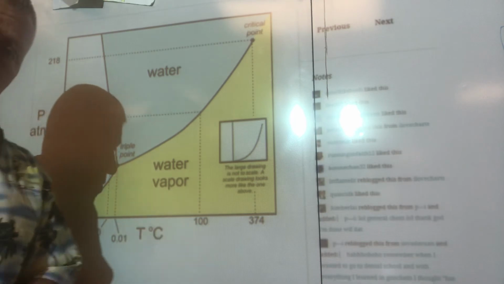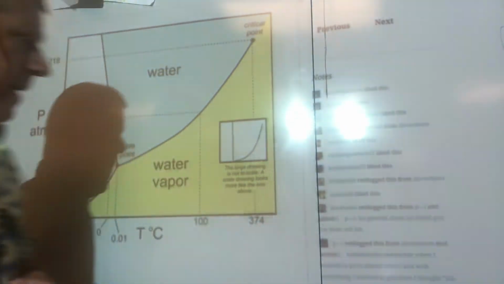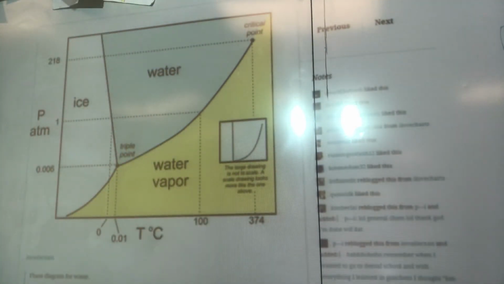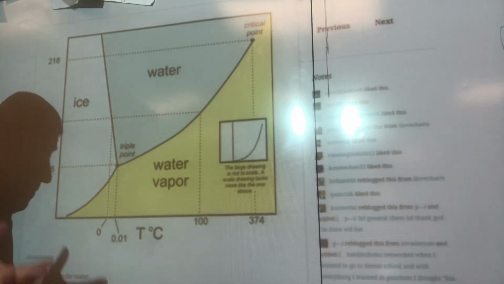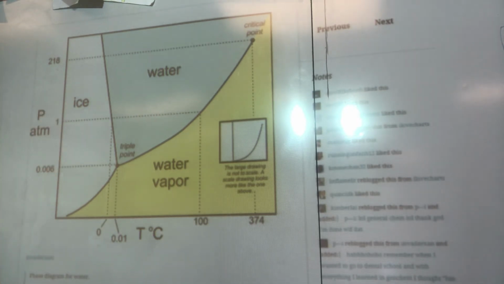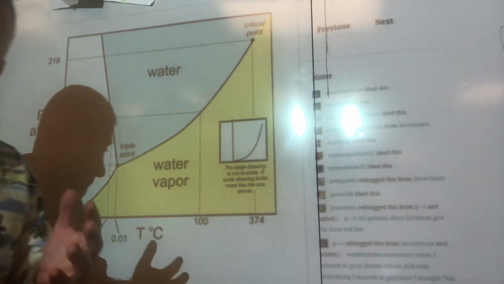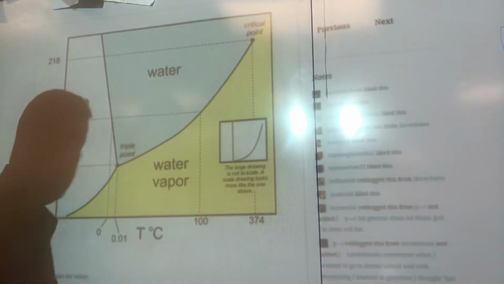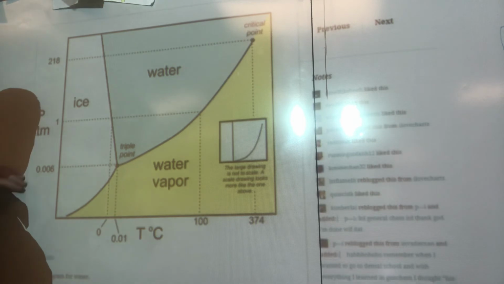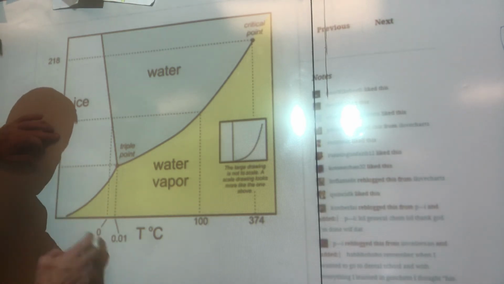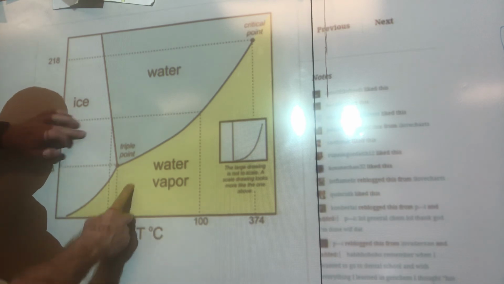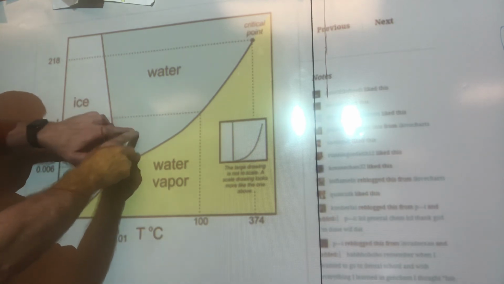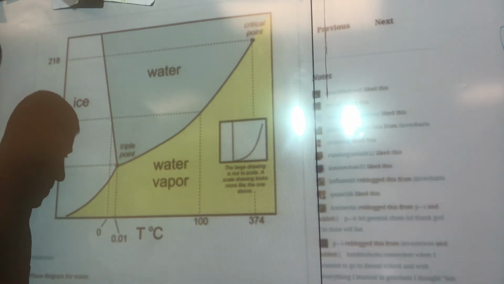So I could ask you a question like this from this graph. I could say, all right, under the pressure of half an atmosphere and 20 degrees Celsius, what phase would water be? So you should look at this and go, okay, half an atmosphere, that's probably about here, and then go over to 20, which is going to be about here. Water would be water under those conditions.